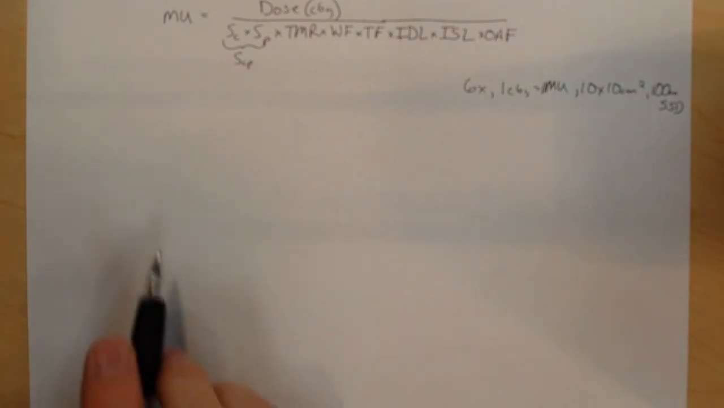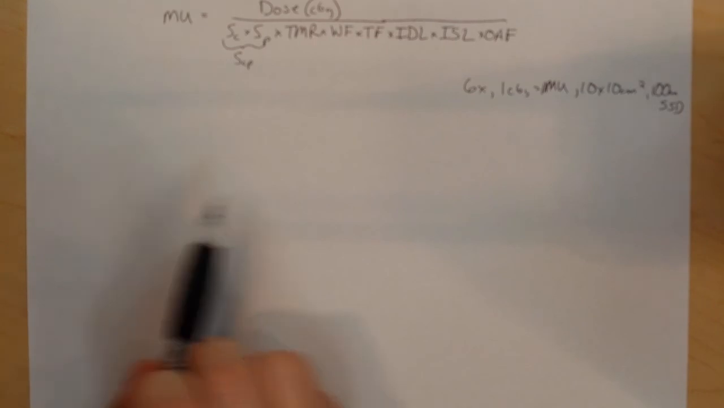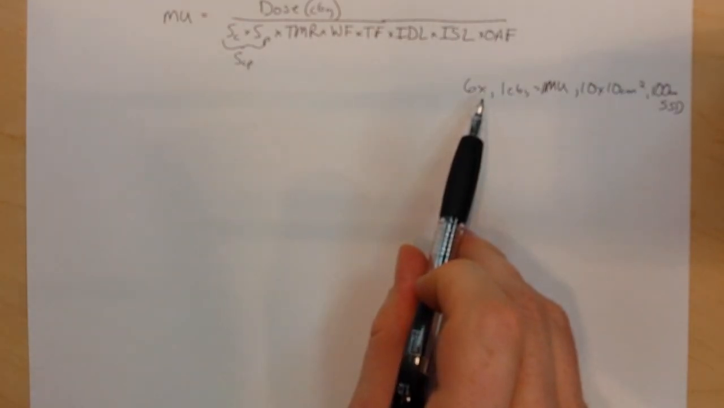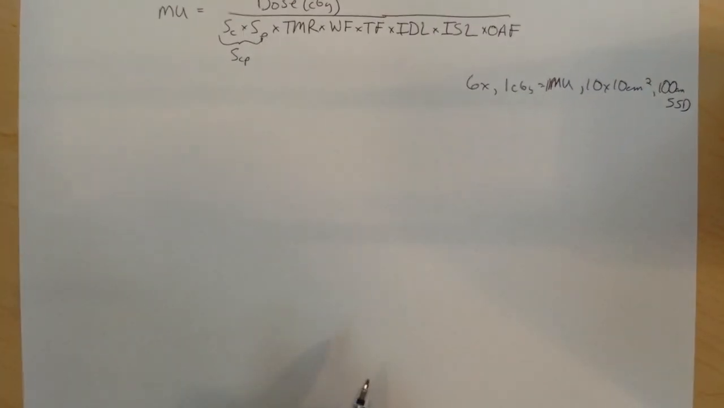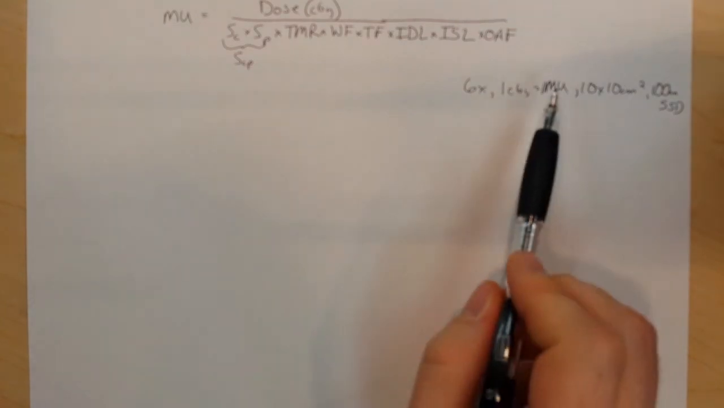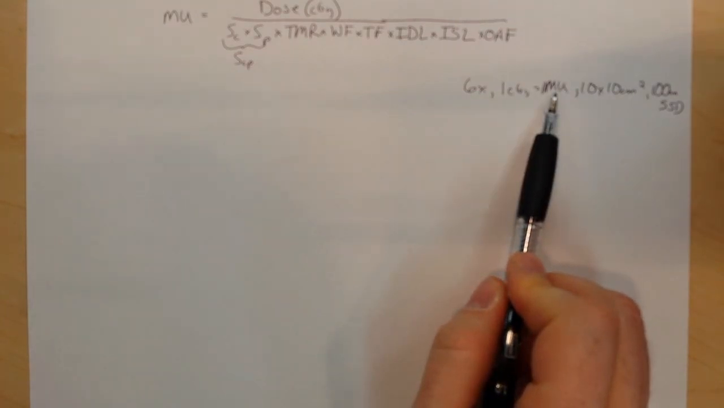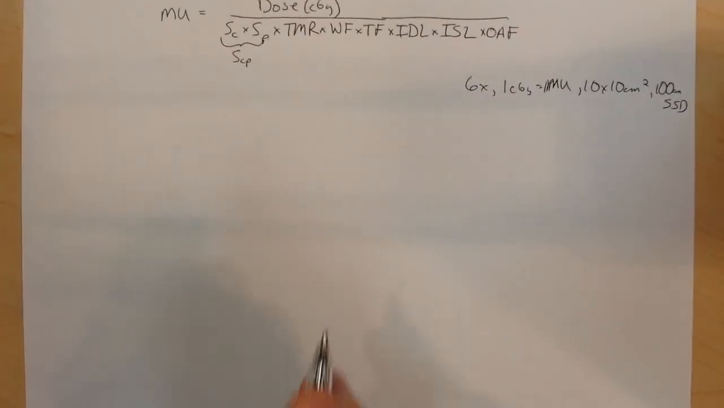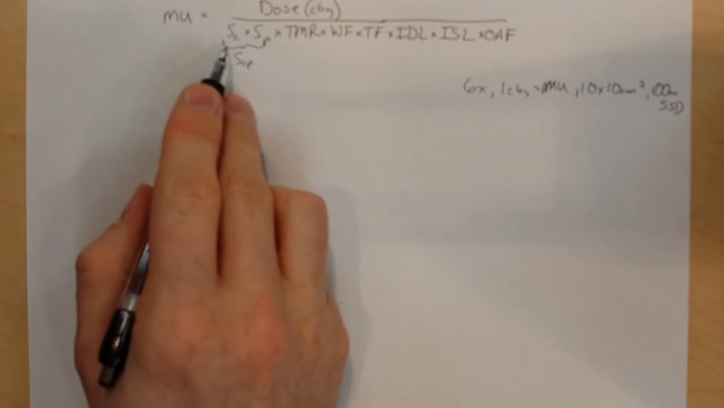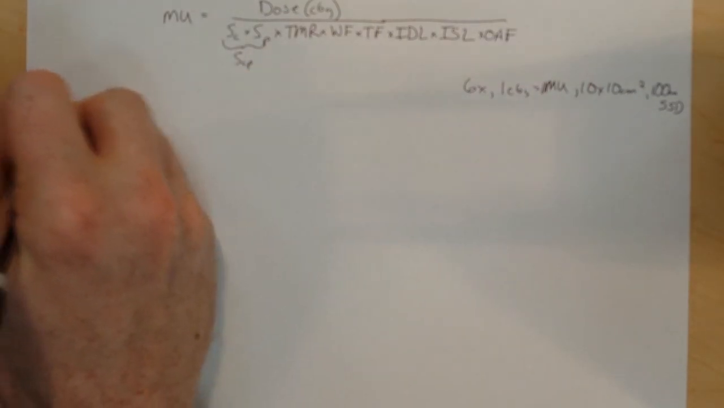Now, once we start deviating from this, then we start doing monitor unit calculations and dosimetry. And you will never treat in the clinic like this. 99.9% of the calculations you will do will never be like this, especially for photons. So let's start talking about these: S sub C and S sub P.